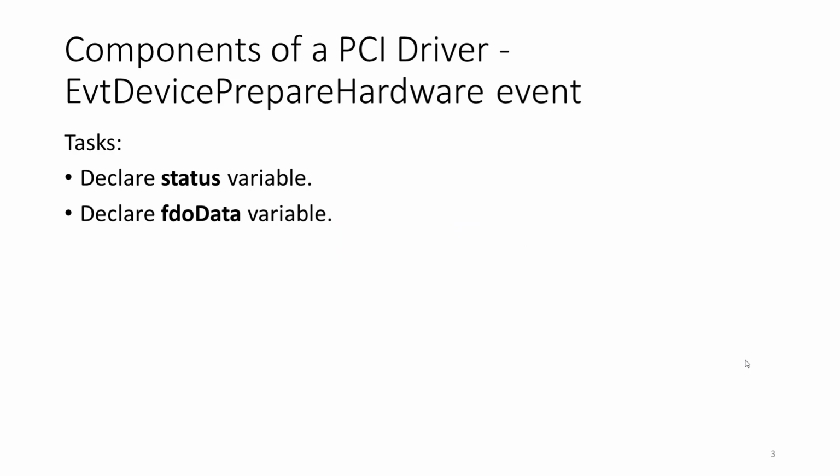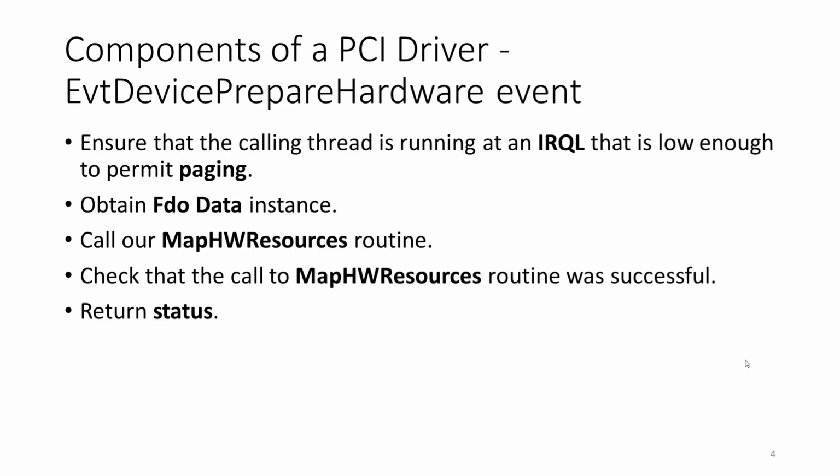To make use of this event, we need to perform these tasks. At first, we will declare the status variable. Secondly, we will declare the Fdo Data variable. We should ensure that the calling thread is running at an IRQL that is low enough to permit paging. Then we will obtain the Fdo Data instance. Then we will call our own implementation of the MapHWResources routine. Then we will check that the call to the MapHWResources routine was successful. Finally, we will return the status.